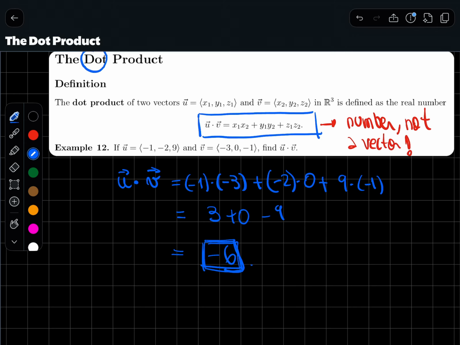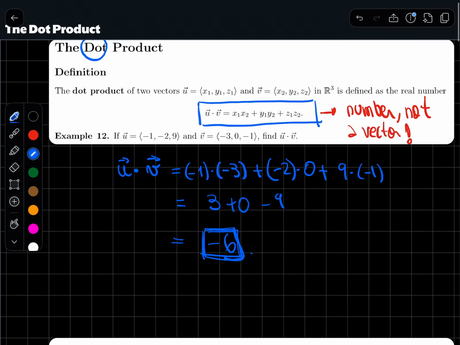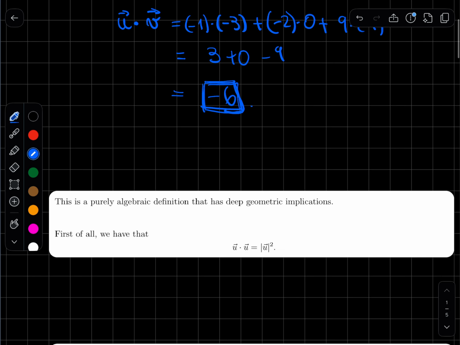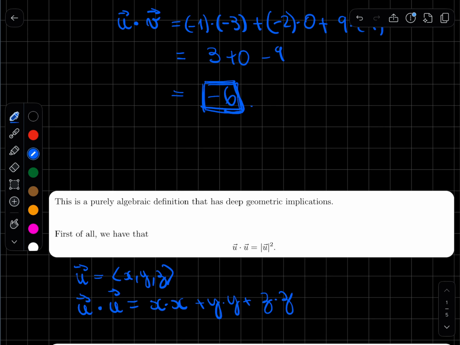Let's talk a little bit about what it does and what it's for. So some of the deep geometric implications. This first one is not so deep, it's kind of shallow actually, but if you have a vector u that's x, y, z, and you compute the dot product of u with u itself, that will be x times x plus y times y plus z times z, right? So just multiply x with x. u and v are the same, and this will be x squared plus y squared plus z squared, which will be the magnitude of u squared, right?